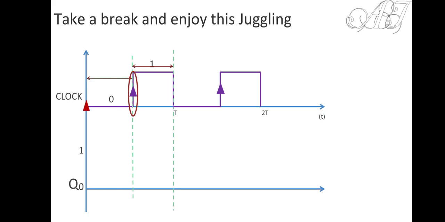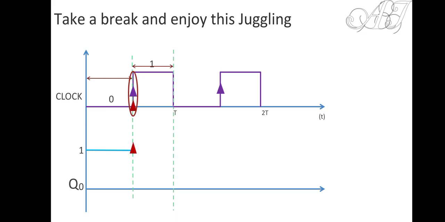So initially, that triangle is representing the movement of clock. Here the triangle is representing the output. So initially if I have assumed my output was 1, so it will remain 1 until the arrival of this edge. See, so your output has remained 1 until the arrival of this edge.